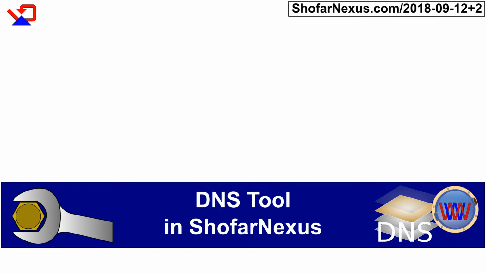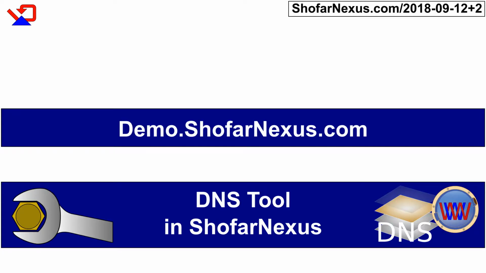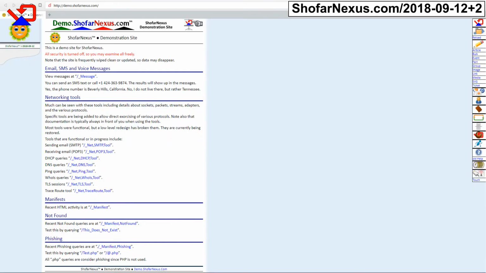This is a review of the DNS tools in ShofarNexus. This is a built-in tool and normally not available for casual viewing, but on the demo site there is no security and this can be freely viewed and experimented with. Be aware that the site is frequently wiped clean, so data can disappear. The site is at demo.shofarnexus.com. This video shows the September 12, 2018 version and updates may occur.